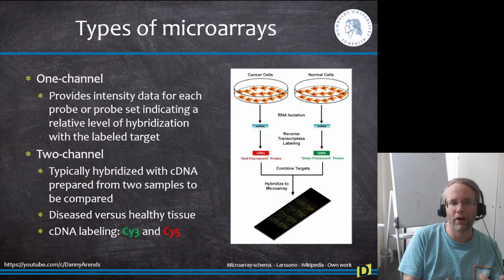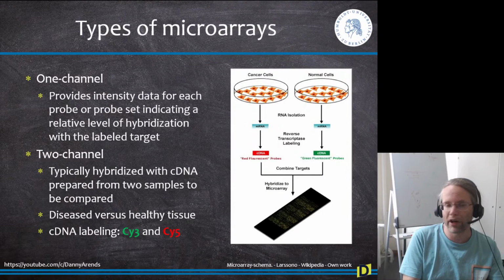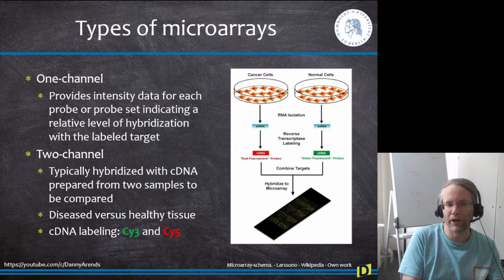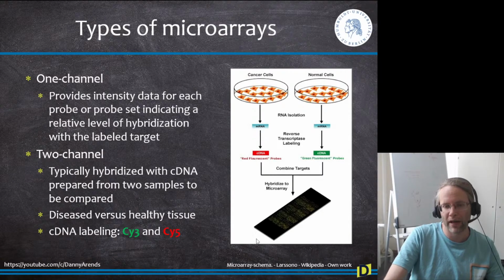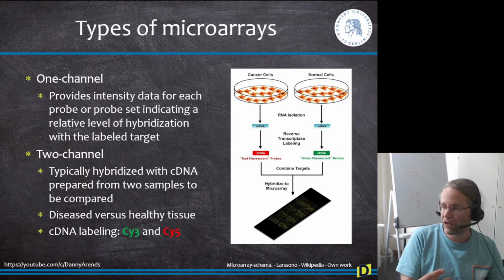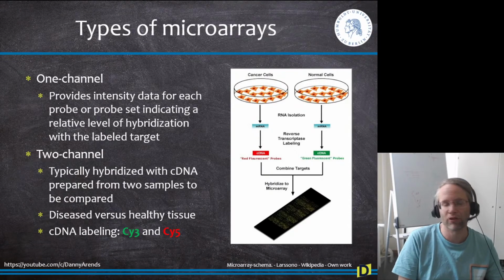So microarrays are arrays. There are two fundamentally different types of microarray. There are one-channel microarrays, which provide the intensity data for each probe or probe set, indicating a relative level of hybridization with the labeled target. That means that you just get an intensity, right? So you have these little glass spots like you have here, right? This is a two-color array, but normally if we have a one-color array, it looks very similar, but each spot just has an intensity value. So it's either fully on, or it's off, or it's in the middle, and based on that we know that a gene is highly expressed, or medium expressed, or not expressed at all.